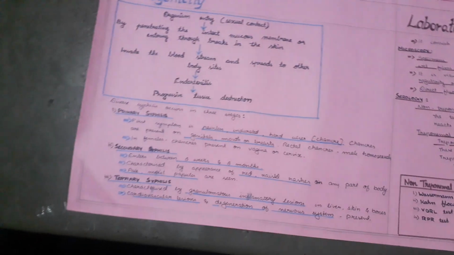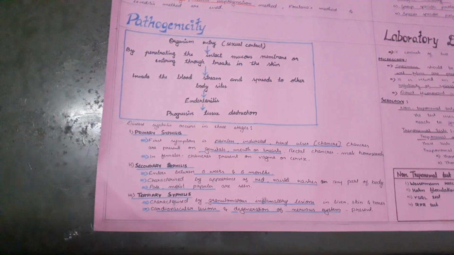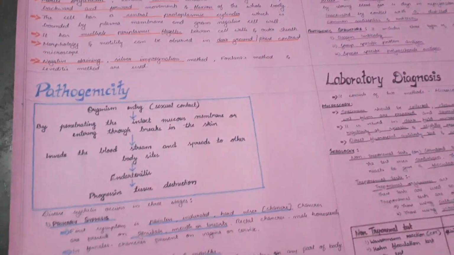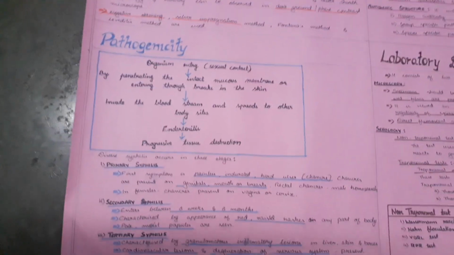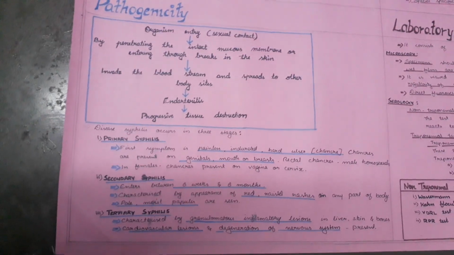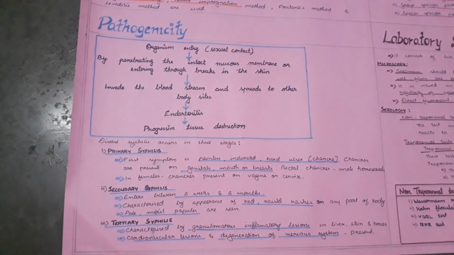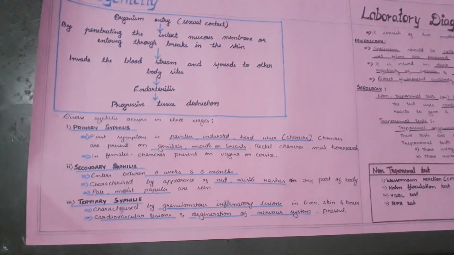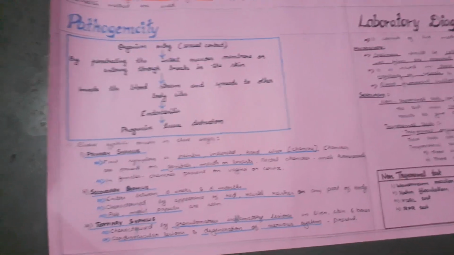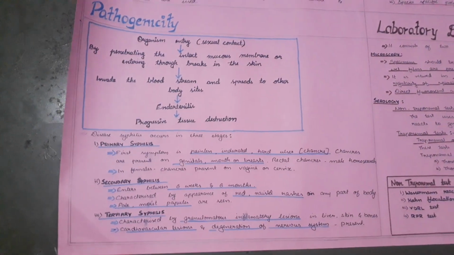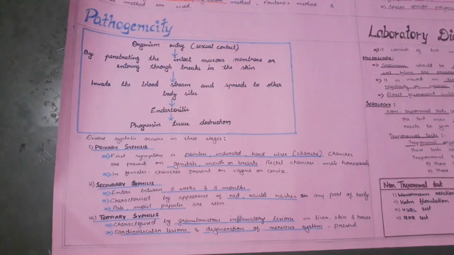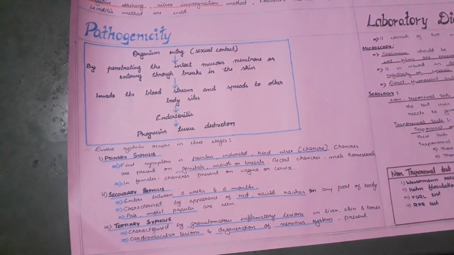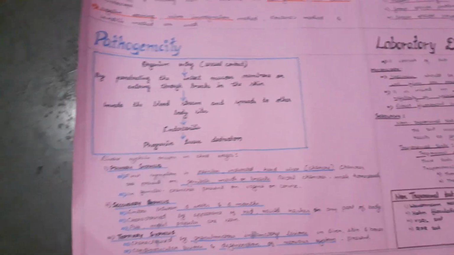Coming to the pathogenicity, the transmission is through sexual contact. It enters through breaks in the skin or by penetrating the mucous membrane. Clinical disease sets in after an incubation period of 10 to 90 days. The organism penetrates the intact mucous membrane or enters through breaks in the skin. It invades the bloodstream and spreads to other body sites. It causes endarteritis and progressive tissue destruction.